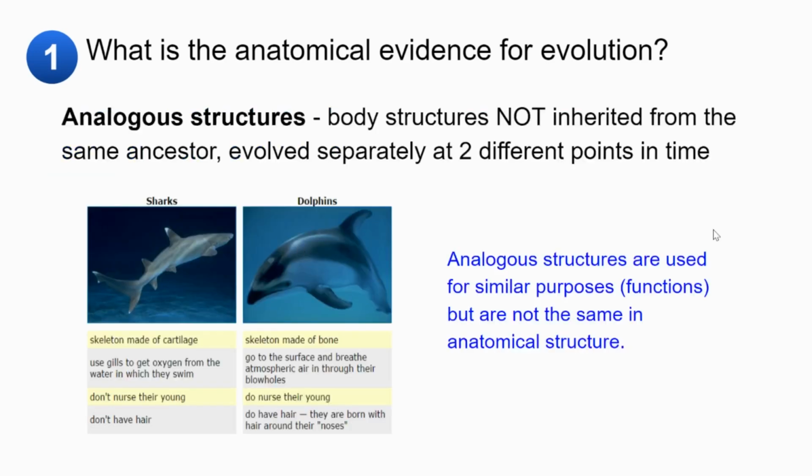These tricky looking structures are actually called analogous structures. These are body structures not inherited from the same ancestor. They evolved at two different points in time from two different ancestors. Analogous structures may be used for similar purposes or similar functions, but deep down, their structural makeup is not the same.